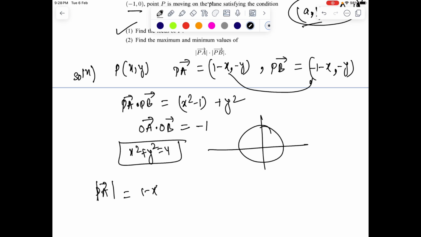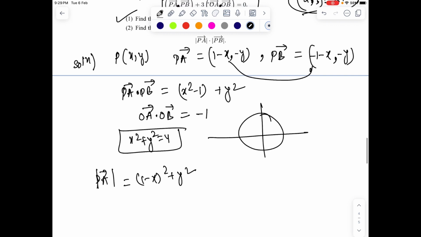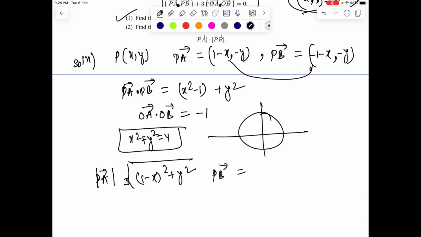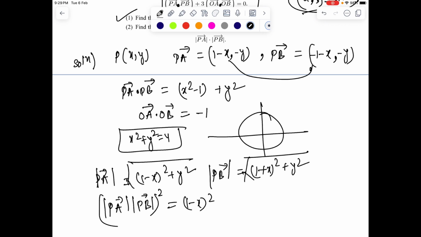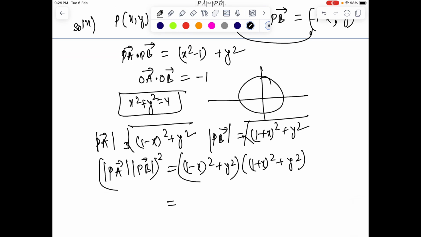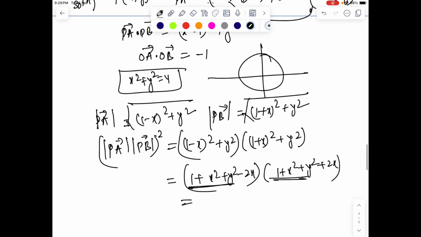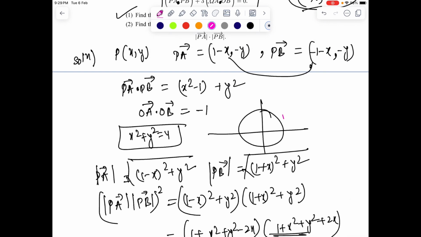Second is to find the maximum and minimum value of PA times PB distance. So what is the PA distance? PA magnitude is the square root of (1 minus x) whole square plus y square, right? And PB is the square root of (1 plus x) square plus y square. So PA times PB whole square will be better to calculate: (1 minus x) square plus y square, times (1 plus x) whole square plus y square. This gives (1 plus x square plus y square minus 2x) times (1 plus x square plus y square plus 2x). Since x square plus y square is 4, that goes to (5 minus 2x) times (5 plus 2x), which boils down to 25 minus 4x square.